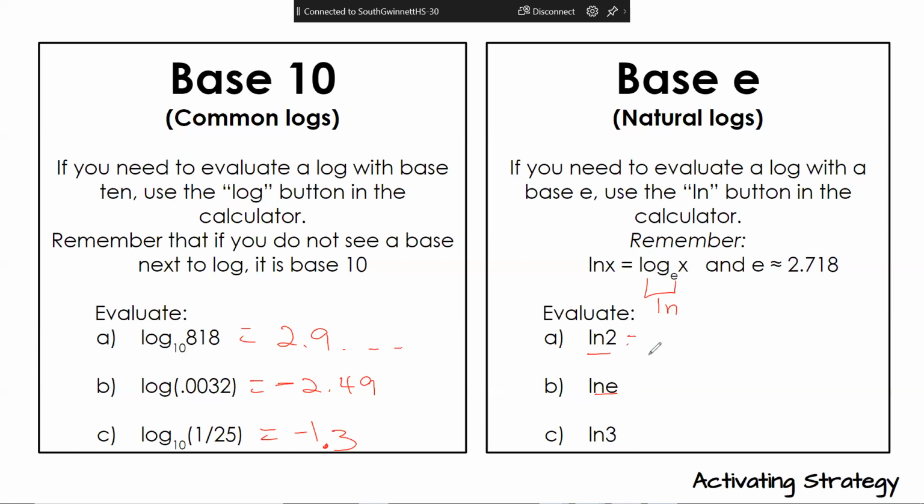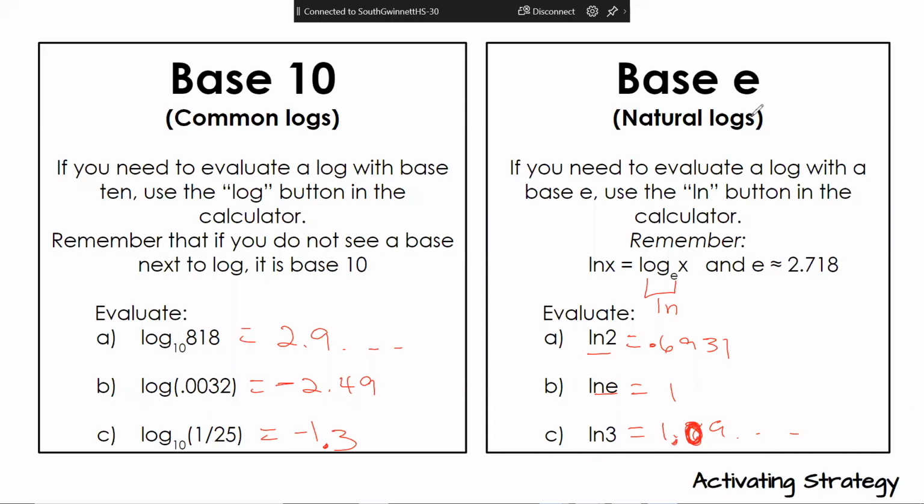Okay, so what you get for the natural log of 2? I'm hearing like 7 million numbers. Do it again. 0.6931. Okay, cool. Natural log of e, fantastic. Natural log of 3, 1.09.